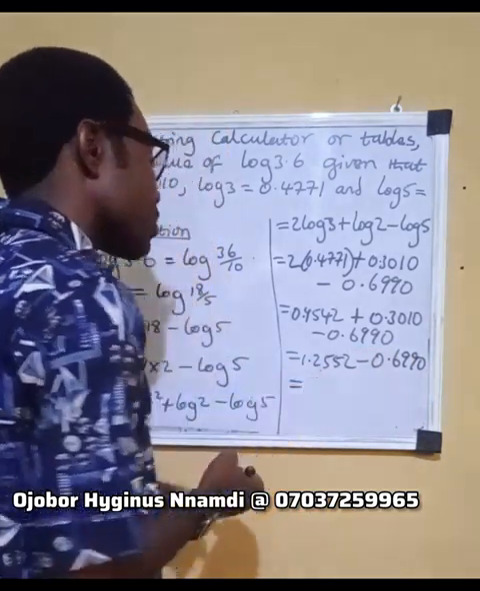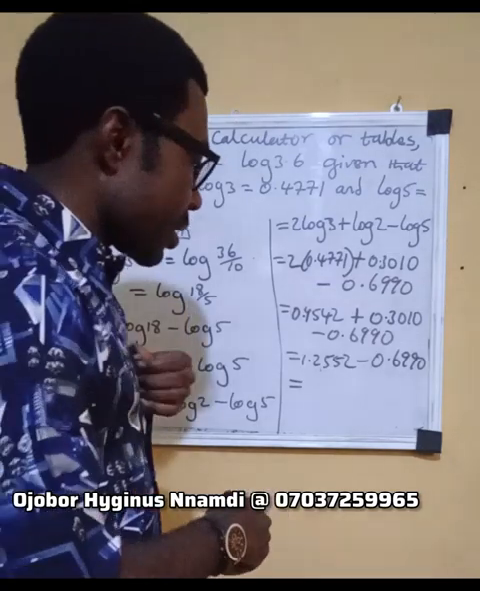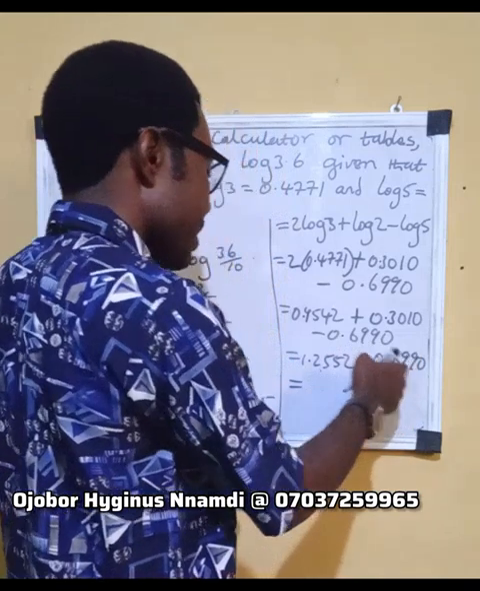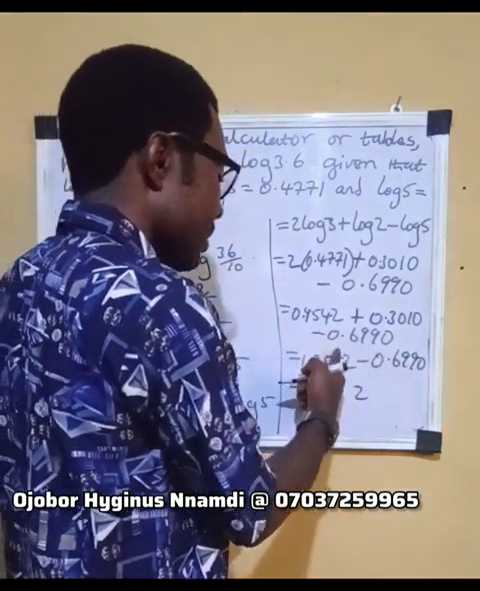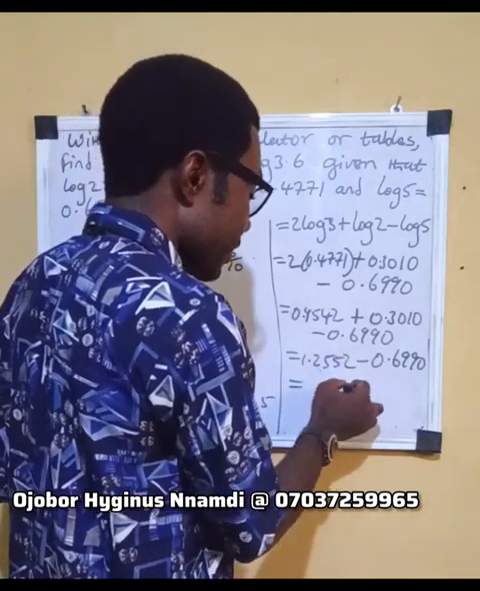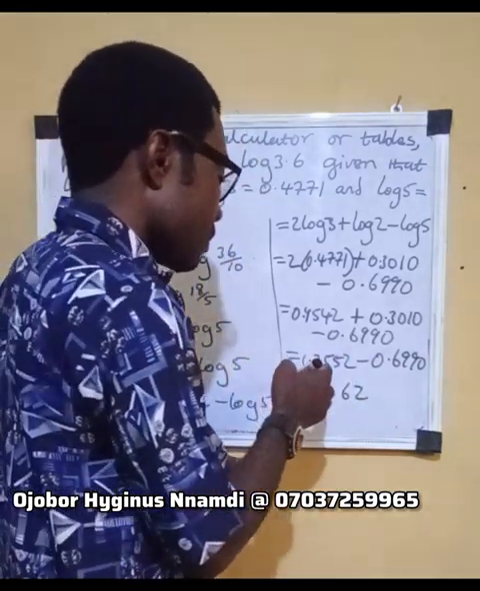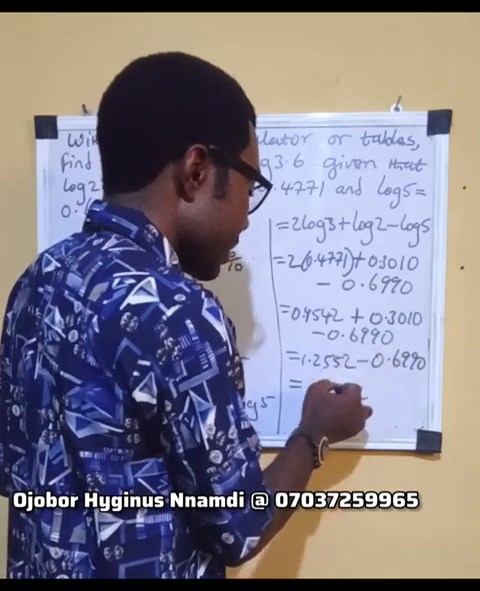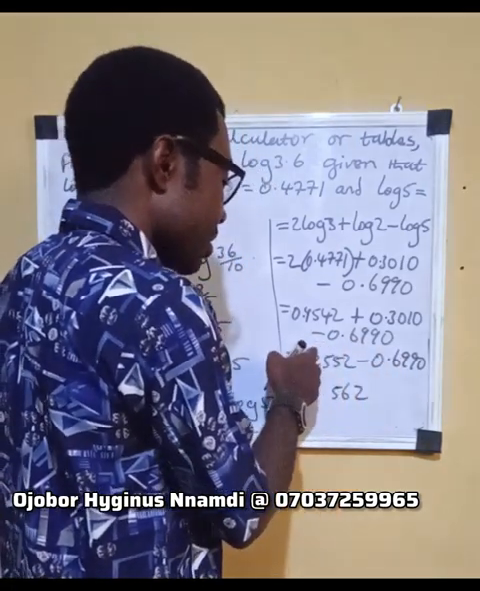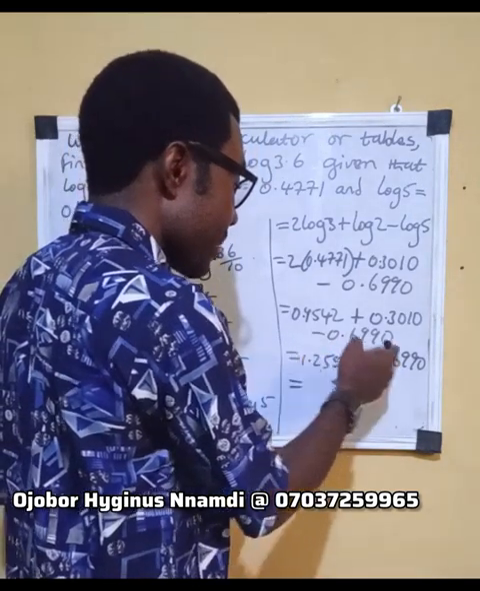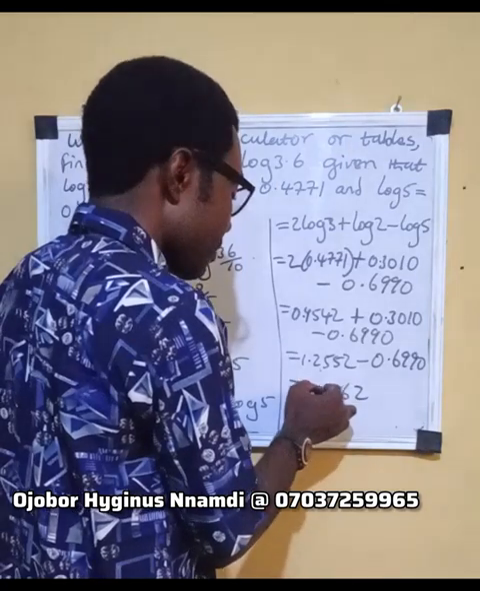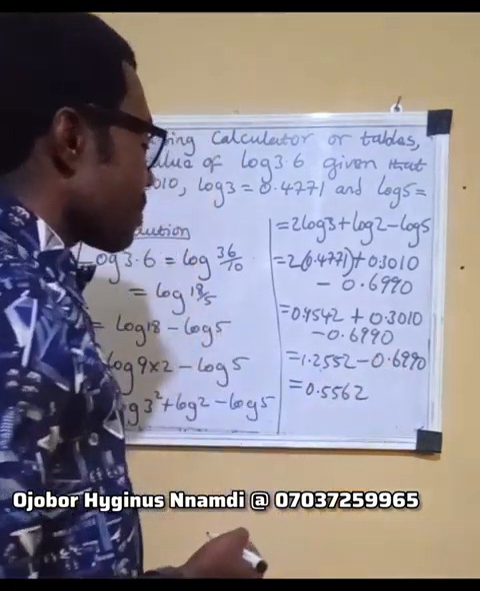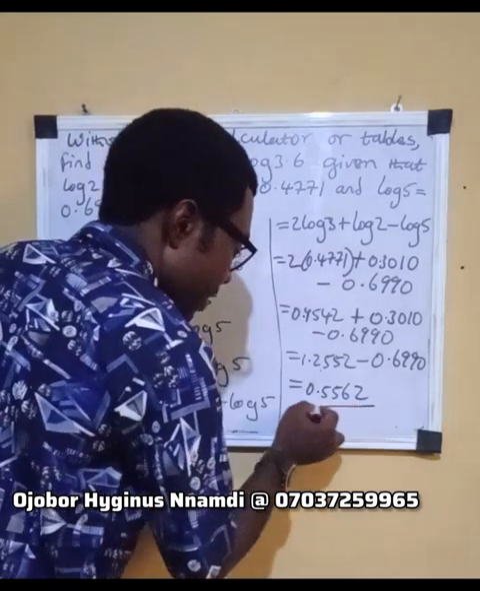When we subtract this, how do we do it? Let's go. 2 minus 0, we have 2. 5 minus 9 cannot go. You borrow 1 and put it here as 10 plus 5 is 15, minus 9 is 6. Then 4 is here; you borrow 1 here and it becomes 14 minus 9 is 5. And then 1 is remaining here; you borrow 1 and it becomes 11 minus 6 is 5. 0 minus 0 is 0. If you subtract 0.6990 from 1.2552, you get 0.5562.